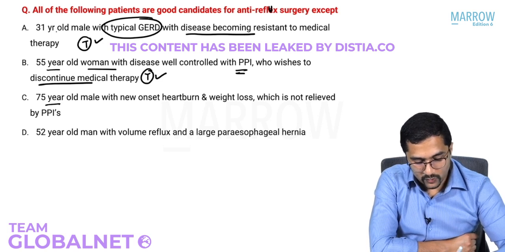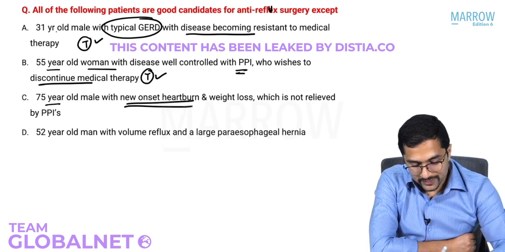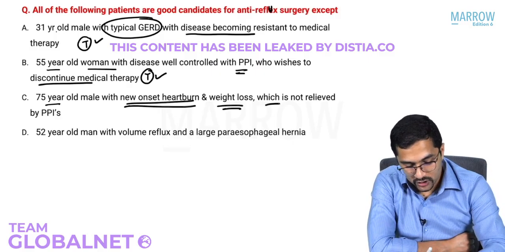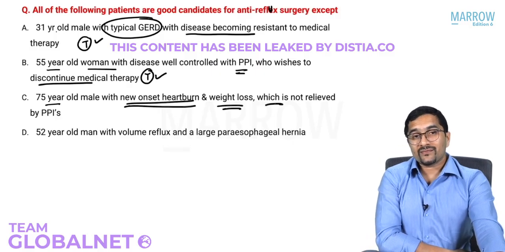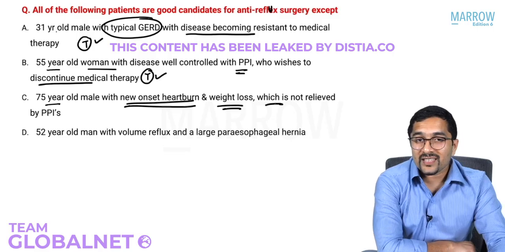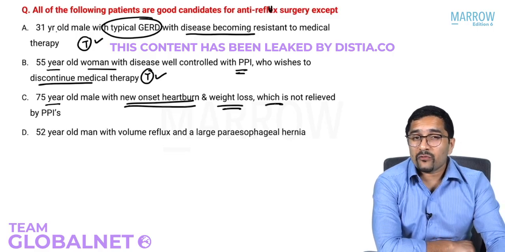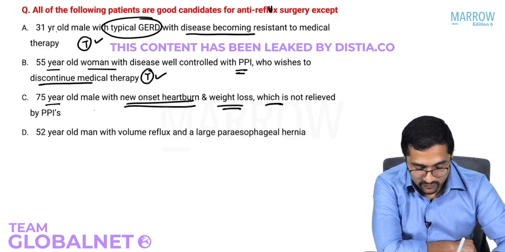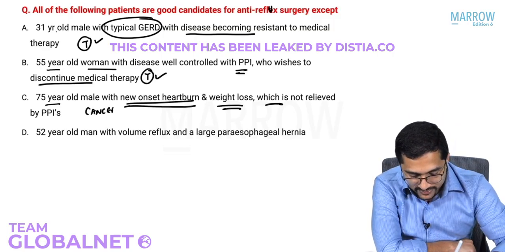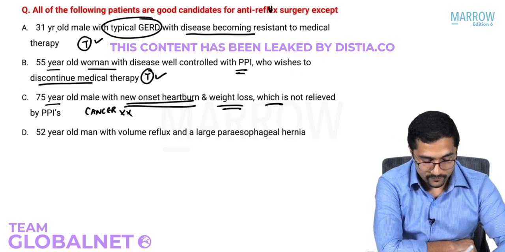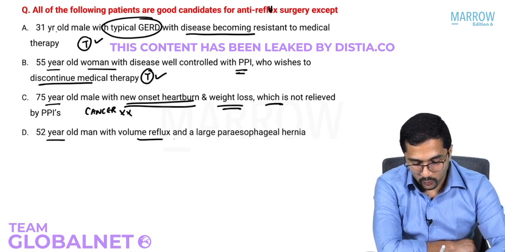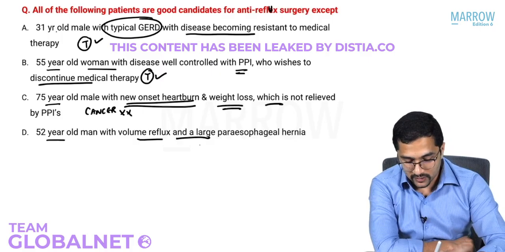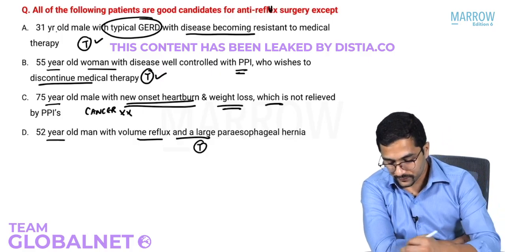A 75-year-old male with new onset heartburn, weight loss, which is not relieved by PPIs. Are these features of reflux? Well, 75-year-old, first time in his life getting reflux with weight loss, more suggestive of cancer, and we will not carry out anti-reflux surgery in this patient. A 52-year-old man with volume reflux and large paraesophageal hernia, this is true.